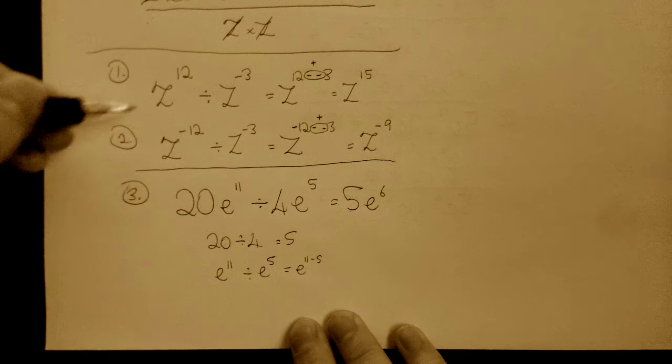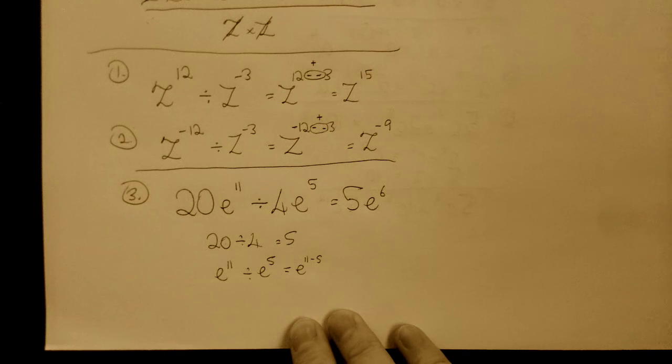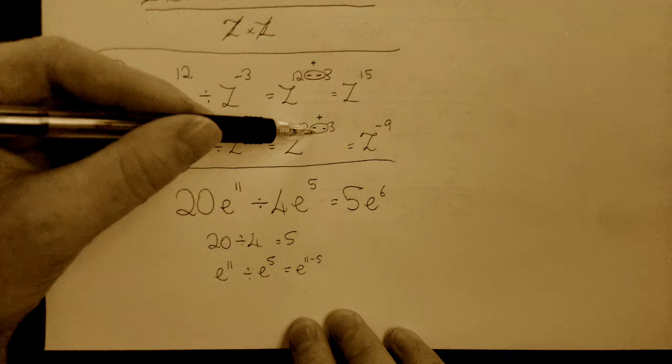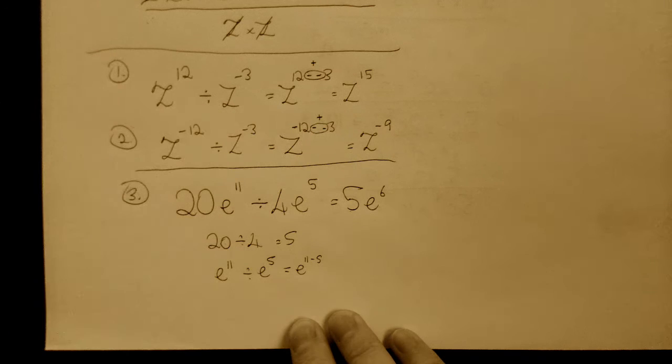Can you make sure you've got all three of those examples down for division? Be careful of any negatives, so make sure you write down the full calculation. Do not try and do it in your head. It's very easy to go wrong with these negatives.